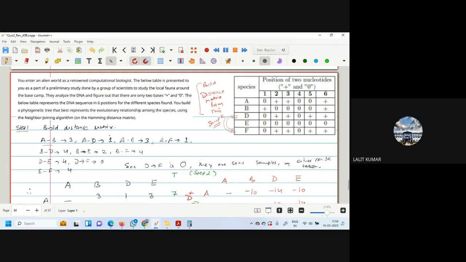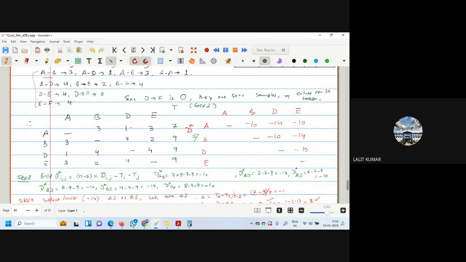So A to B: this is 1 difference, 2 difference, 3 difference. So the distance from A to B is 3. Then A to D, in a similar way, I find: this is matching, this is matching, this is matching, only this is not matching. So it is 1. A to E, I do the same, I find 3. A to F, I find 1. This is how I build the distance matrix. So this is your distance matrix.